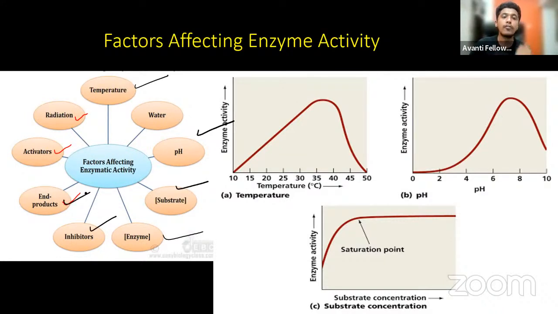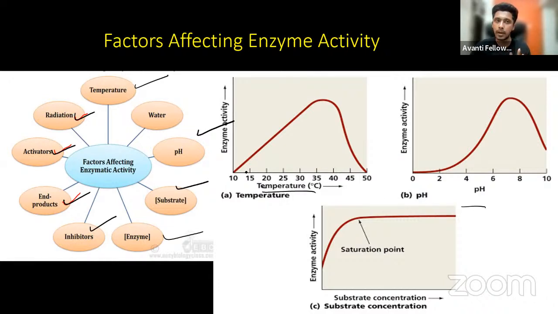What type of end products do we have? Do they inhibit the rate of reaction or increase the rate of reaction? Are there any activators which support the enzymes for the enzymatic reactions? Usually the presence of radiation decreases the enzymatic reaction. Some very important examples are given here. One is temperature, the other one is pH.